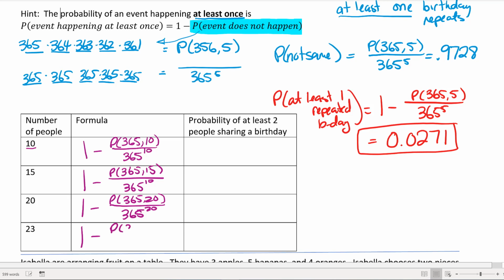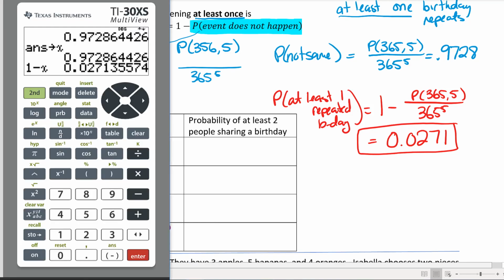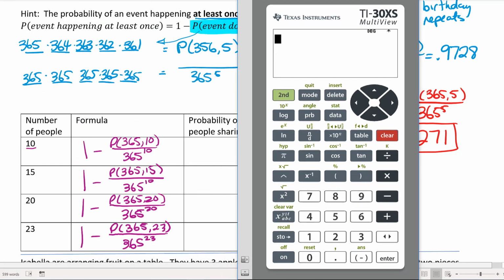And 23 is an interesting case because when you walk in a room and you find out someone in that room has the same birthday as you, often people are like, oh my gosh, that's such a coincidence, right? I can't believe that. But it turns out that it's actually much more likely than you think, if you have a large group of people, that at least one person in the room has a repeated birthday. So we're going to go ahead and type this in our calculators. I'm going to take 1 minus, in the numerator I have 365 permutation 10, close that parentheses, divided by 365 to the 10.